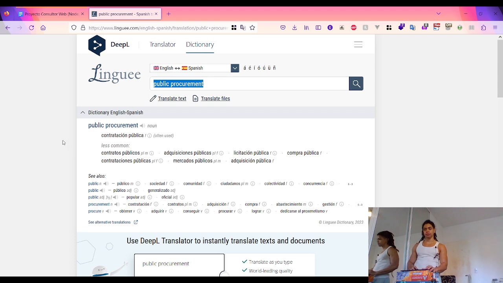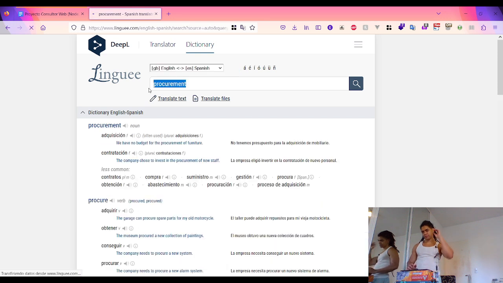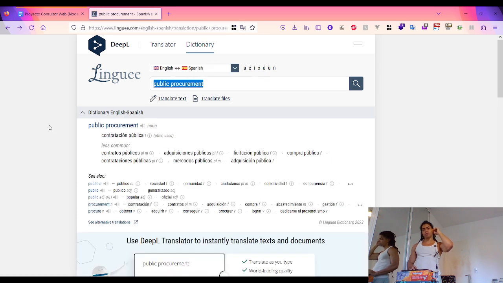Okay, public procurement. Contrataciones públicas, o adquisiciones. Procurement, acquisition. Okay, that's right. So public procurement portals, in Spanish, is portales de contratación pública, o licitación pública, or less commonly, contratación pública, often used. Okay. Portales de contratación pública.